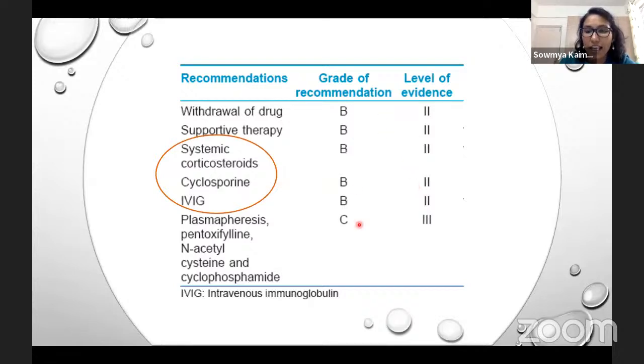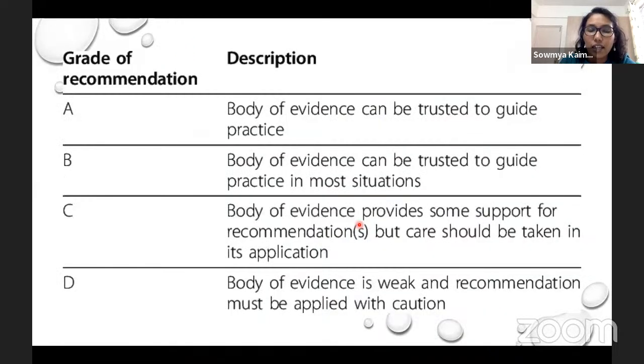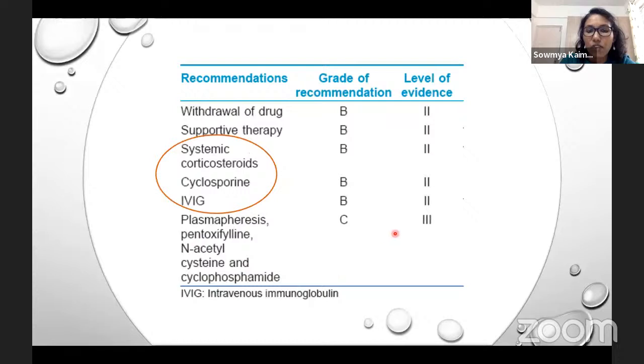And your grade of recommendation again depends on the strength of the evidence. If you give a grade of recommendation A, that means that is the drug of choice. If it's B, then that is the drug of choice mostly. If it is C and D, then the evidence is plus minus, but you can take a call based on the risk-benefit analysis. You can see here that for plasmapheresis it is C, and for none of them is it A. This is something you should familiarize yourselves with and learn to understand when you're reading literature, as to how strong the evidence is for a particular therapy.